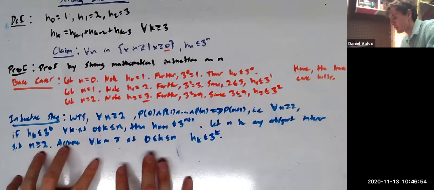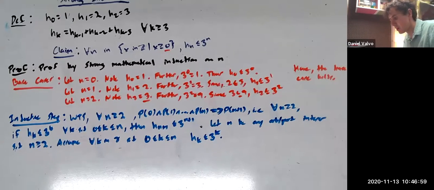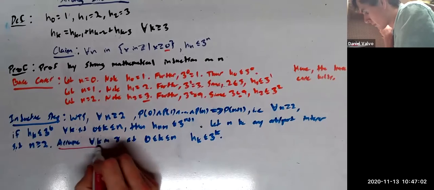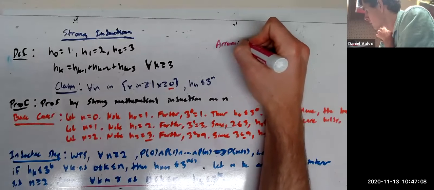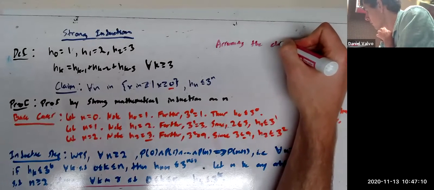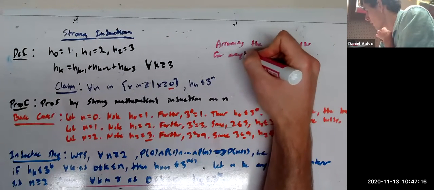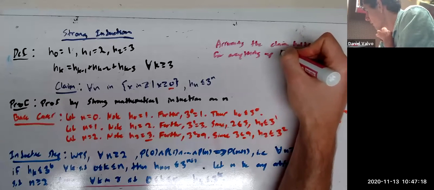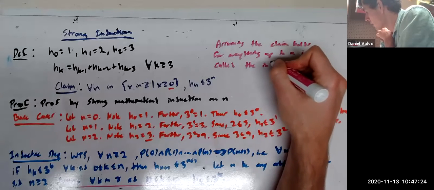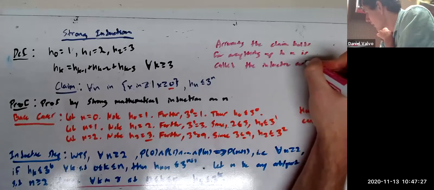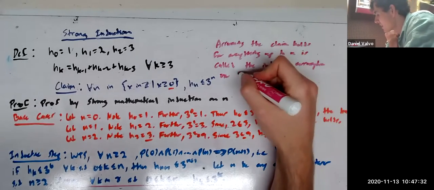So we want to assume that the claim holds for everything up to n, everything between 0 and n. And this right here, this is what we call the inductive assumption. Assuming the claim holds for everything up to n is called the inductive assumption, or, depending on where you are in the country, the inductive hypothesis.